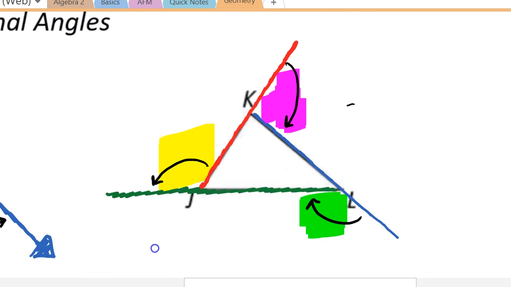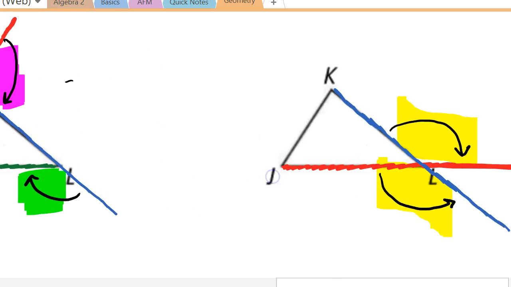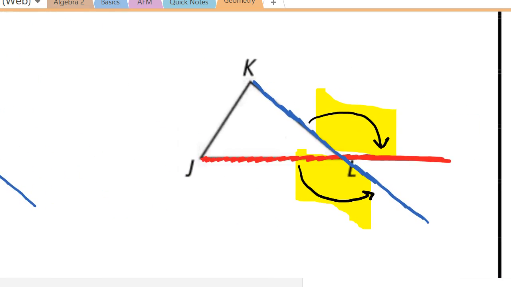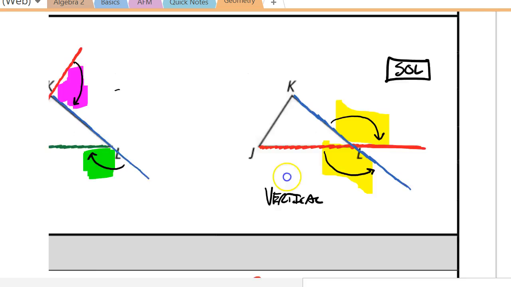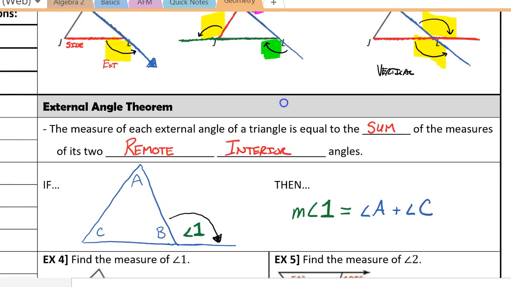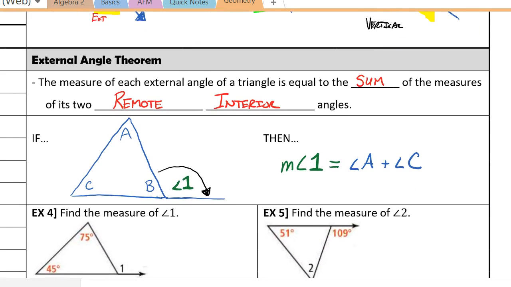On my second example, we can see that I've drawn 3 external angles off of this triangle. And in my last example, I've drawn 2 external angles off of the same vertex point. You should recognize from our last example that these 2 angles that I've highlighted in yellow are vertical, so therefore they are congruent. This actually shows up on a couple SOL example problems, which is why I showed you this example here.